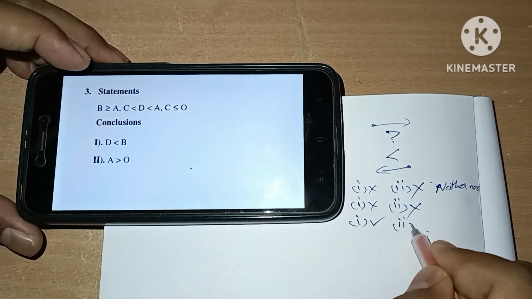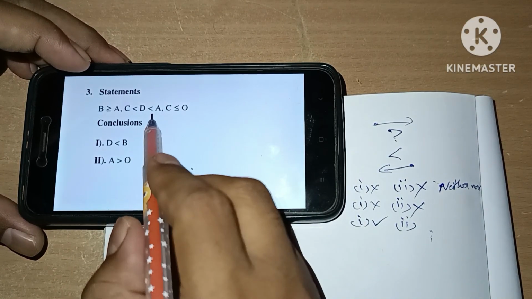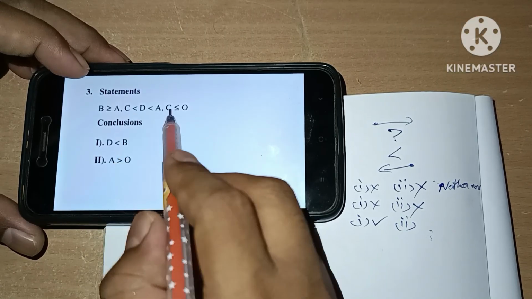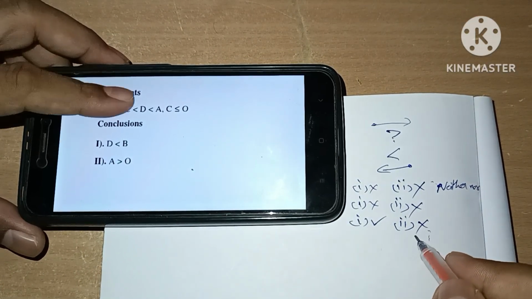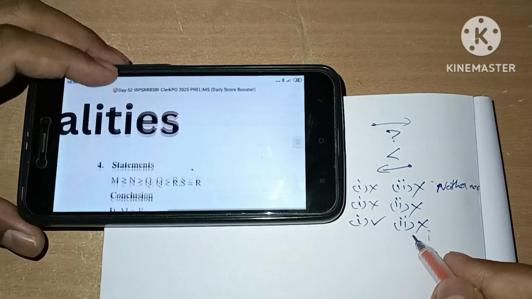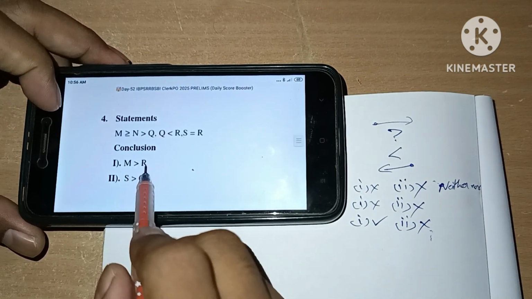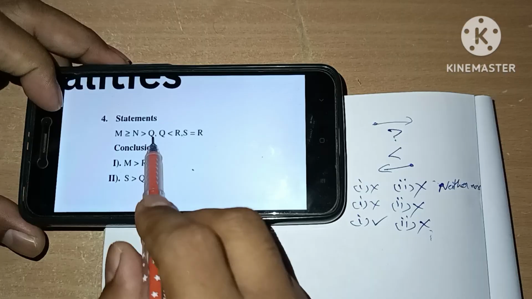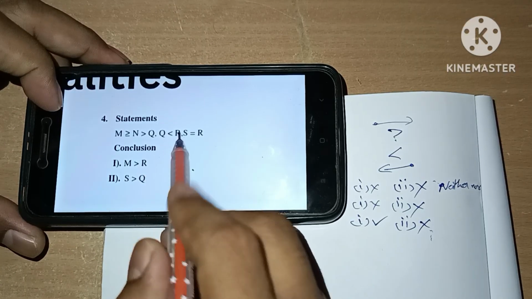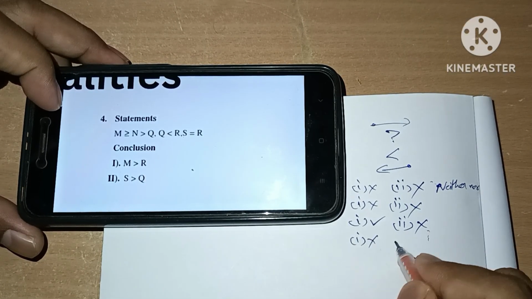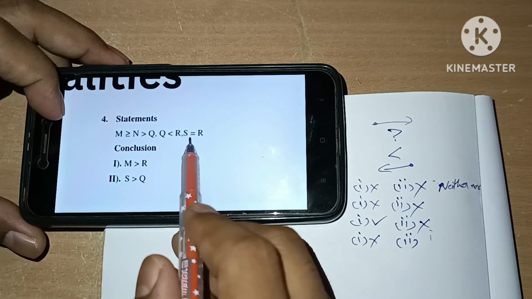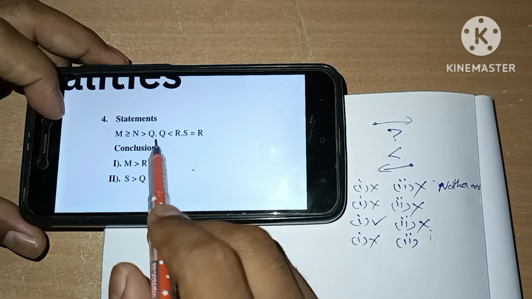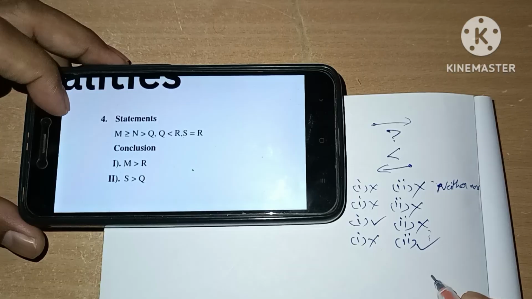Second conclusion, the flow from A to O. From A we can reach C. From C there is no flow to O. So the second conclusion will be false. Now we are going to see question number 4. The flow from M to R. From M we can reach N and Q. From Q we cannot reach R. So the first conclusion will be false. Second conclusion, the flow from S to Q. From S we can reach R. From R we can reach Q. So the second conclusion will be true.